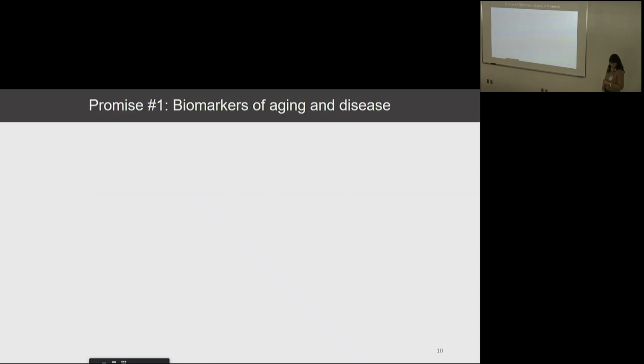Okay. So I think a huge promise of DNA methylation data is to create biomarkers of aging and disease.